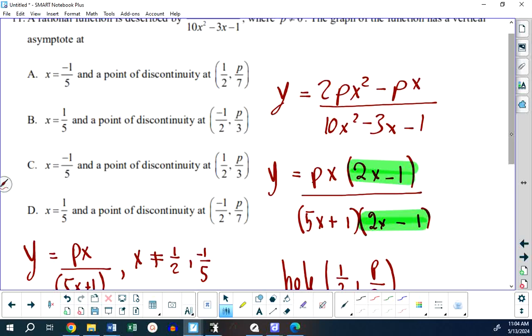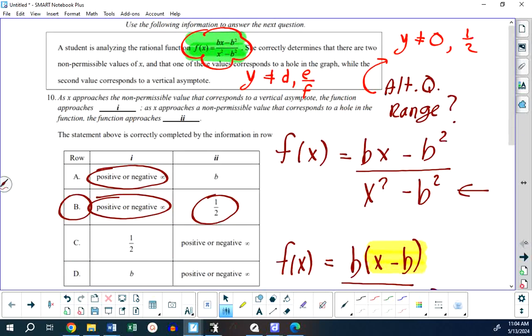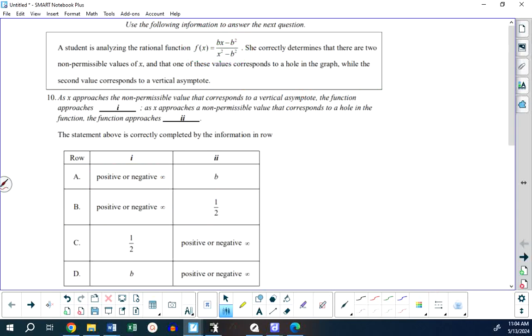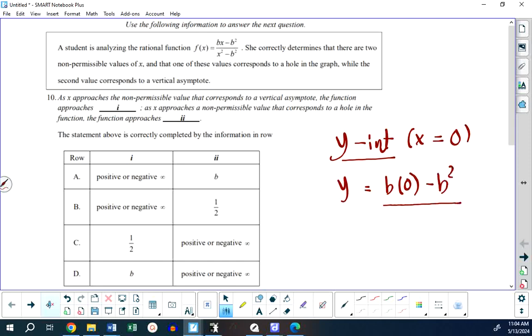I did want to make a note here with regards to number 10 and 11. What has not been asked in either 10 or 11, which didn't occur to me until just now, is I could ask you for the x-intercepts or the y-intercept. The y-intercept would be found by replacing x with 0. In this question, number 10, the y-intercept is equal to b times 0 minus b squared over 0 squared minus b squared. You're going to get negative b squared over negative b squared. You're going to get a y-intercept of 1.